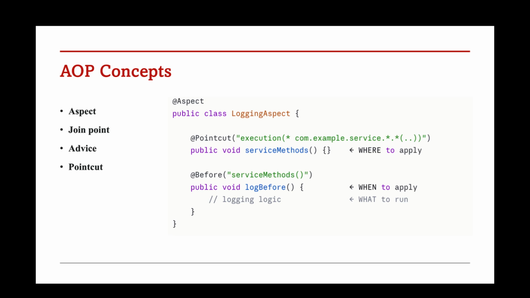Think of it like a filter. Out of all the methods in your application, the pointcut says, apply this advice only to the methods that match this pattern. For example, apply logging to all methods in the service layer. Apply security checks to all methods that start with create. Apply monitoring to all methods in a specific package. That level of control is the pointcut.